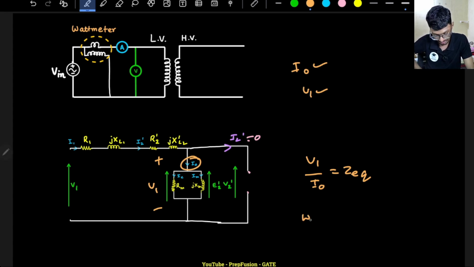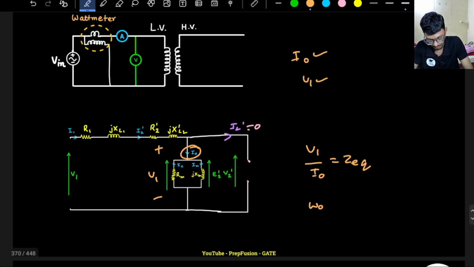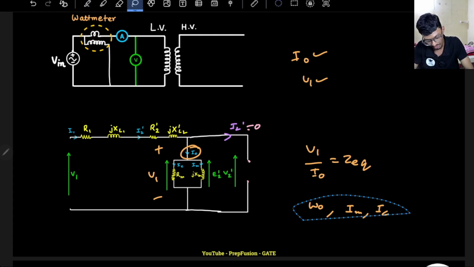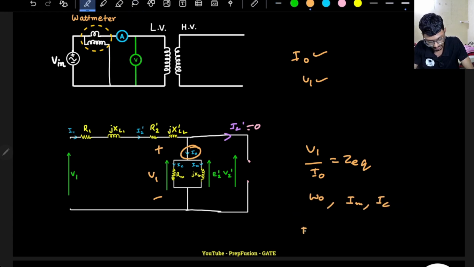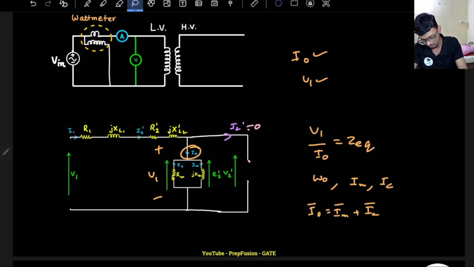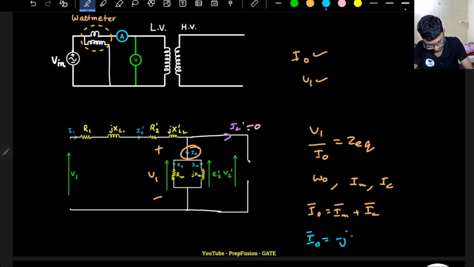Also, I know the wattmeter reading WO, that is P core. There are two components of current here. One component is the magnetizing current, IM, another component is the core component, correct? Voltage is constant, so my IO in phasor will be IM plus IC. I know the magnetizing component lags the supply voltage by 90 degrees, so it will be minus J into IM, and this will be plus IC angle 0, right?